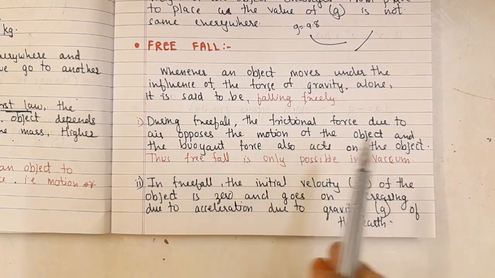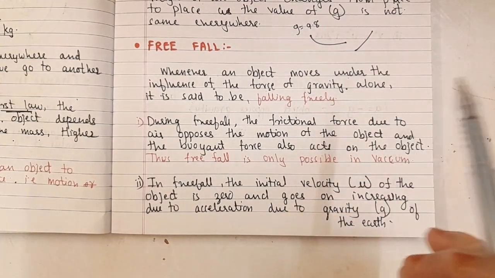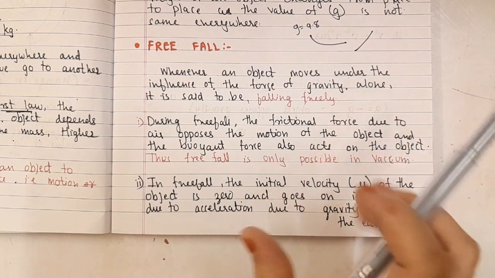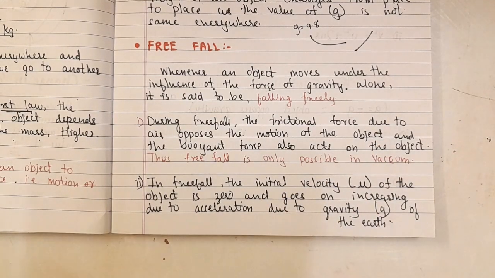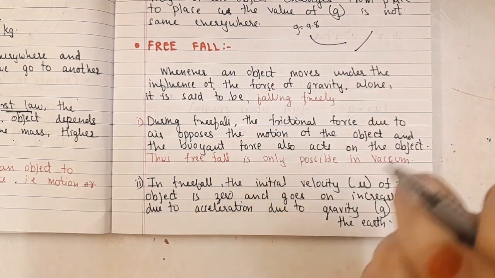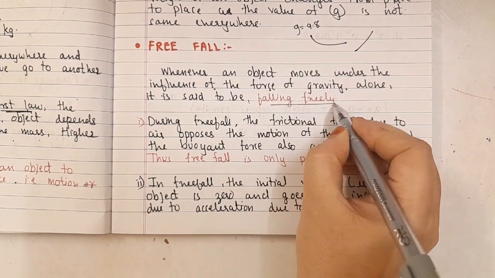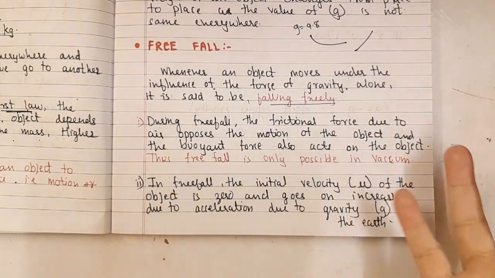That means only one force, the gravitational force, will be acting on the body. An object falling only under the influence of a gravitational force is called free fall. That means the object is falling freely under the influence of gravity alone.